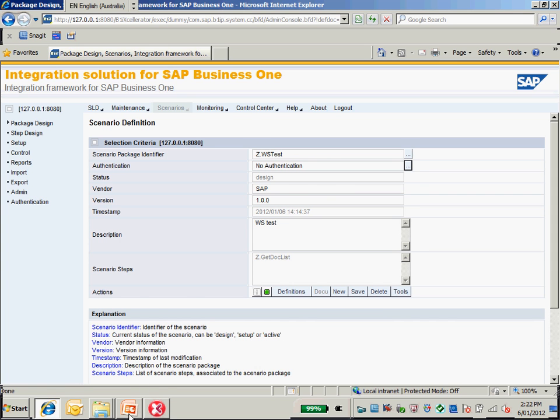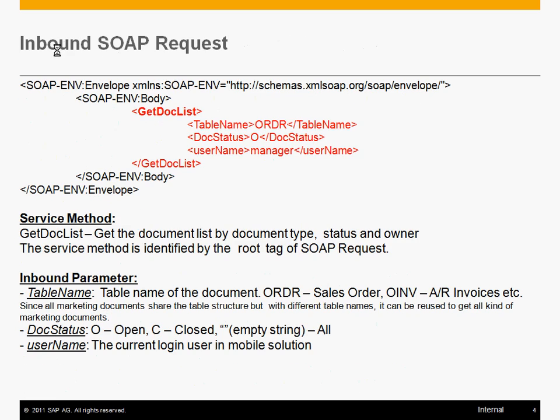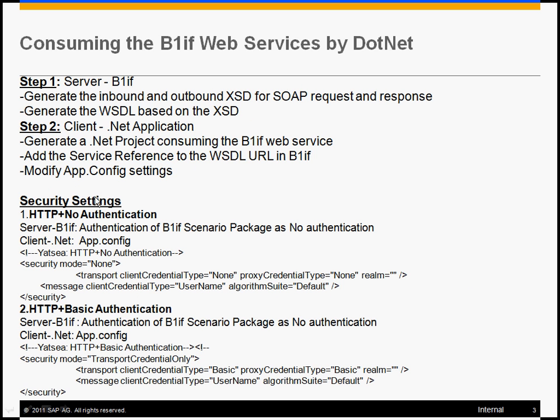So remember, on the server side we configure the web service as non-authentication, and accordingly, in the .NET client application, we need to set up the right security mode as well. For non-authentication, we need to use the none security mode, which means non-authentication on the client as well. They are going to match each other for the security setting.